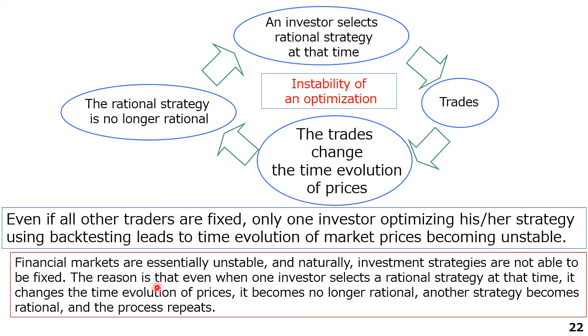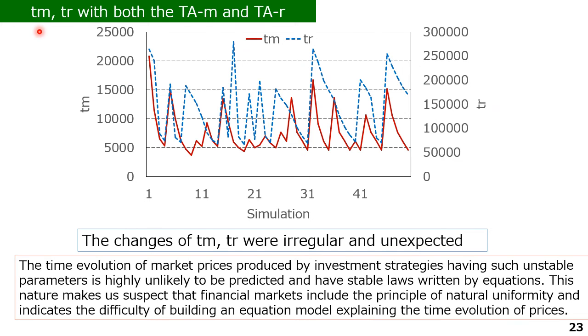The reason is that even when one investor selects a rational strategy at that time, it changes the time evolution of market prices, and it becomes no longer rational. So another strategy becomes rational and the process repeats. This figure shows the TM and TR with both the TAM and TAR. The changes of TM and TR were irregular and unexpected.